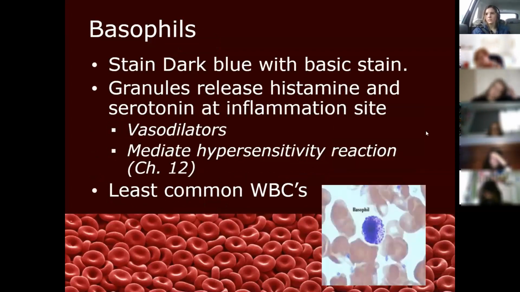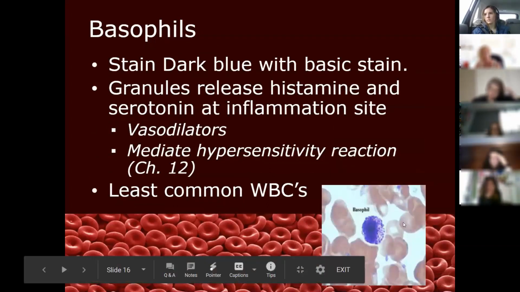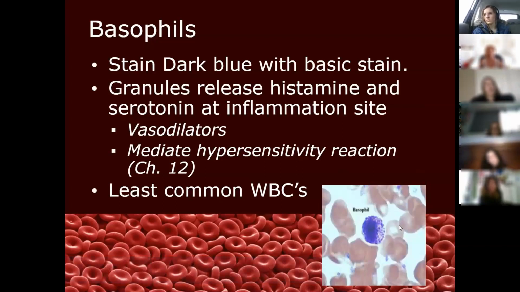Basophils, our last one, look at the big purple puffball. Stains dark blue with a basic stain. That's why it's called a basophil. The granules release histamine. Histamine is an anti-inflammatory. No, histamine is, sorry, I was about to say something in addition.